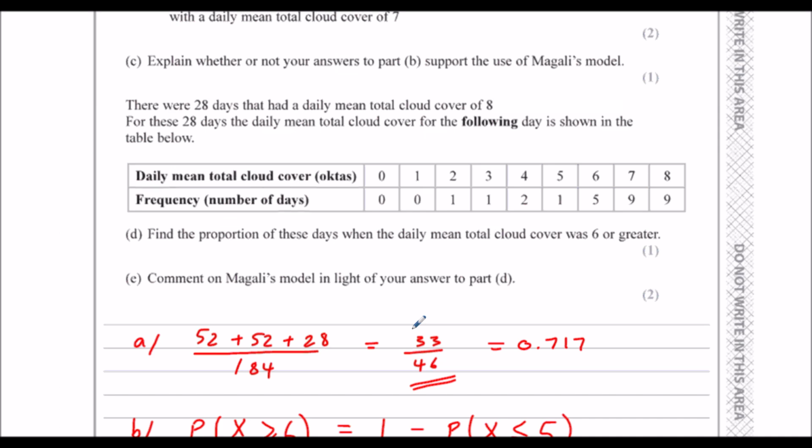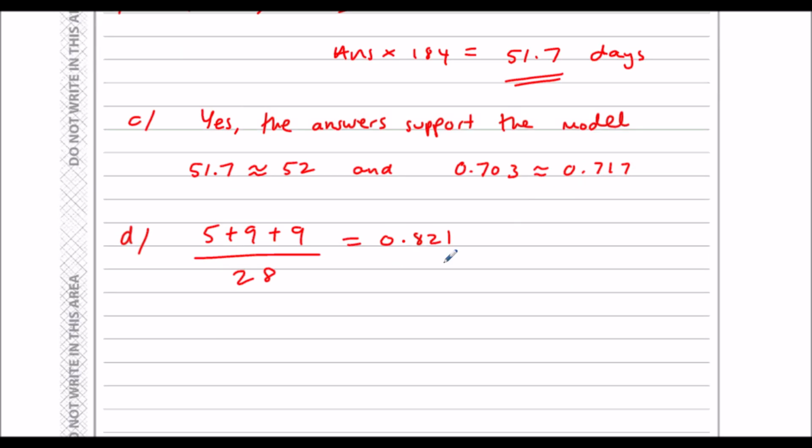Comment on Magali's model in light of your answer to part D. So when the day previous had a cover of 8, the chance of getting more than 6 the next day was bigger. So this probability has gone up. So the cloud cover one day isn't independent of the cloud cover the day before, or it suggests it isn't independent. So the model may not be reliable, because for a binomial distribution, we need everyone to be independent of the previous one.